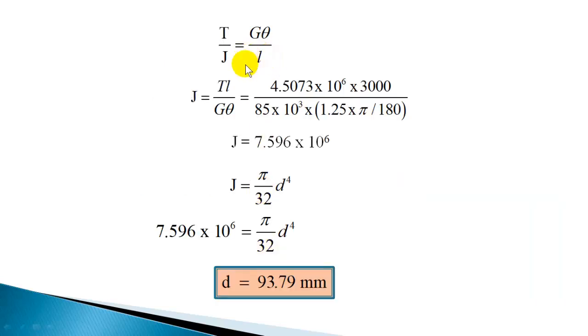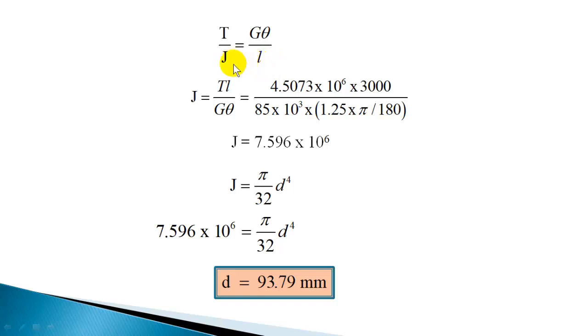Now you have the torsion equation. T by J, we studied, T by J is equal to tau max by R is equal to G theta by L. Since angular twist is the constraint here, you have to equate T by J to G theta by L. If shear stress is the constraint, T by J you should equate to tau max by R, or T is equal to J by R into tau max. So here T by J is equal to G theta by L. This part of the torsion equation you should take to find out the dimensions of the shaft.